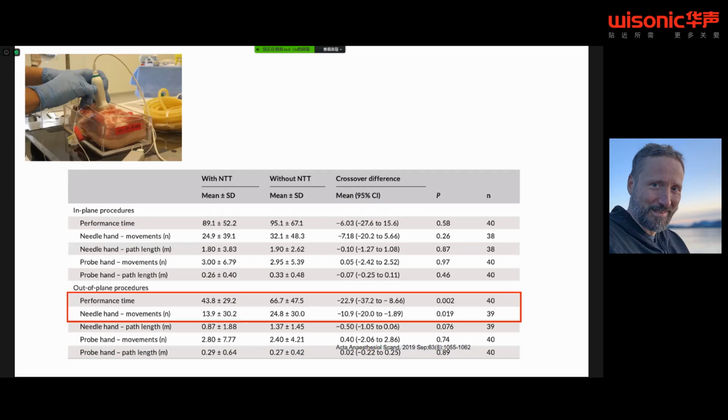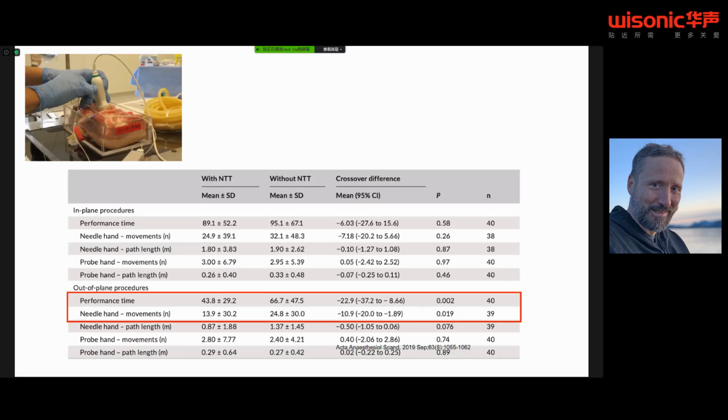We performed several studies to test the needle tip tracking technology. The first study was done in a phantom model. 40 anesthesiologists at Oslo University Hospital performed in and out of plane procedures with and without the help of the needle tip tracking technology. Our main outcome measure was performance time. In addition, we performed hand motion analysis as a measure of the precision of the procedure.